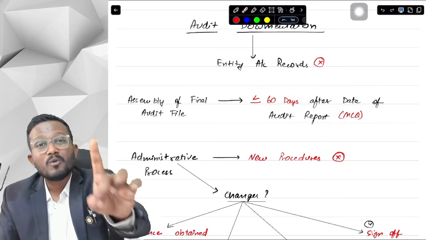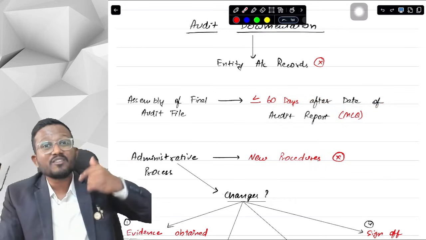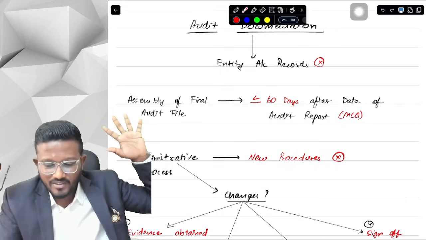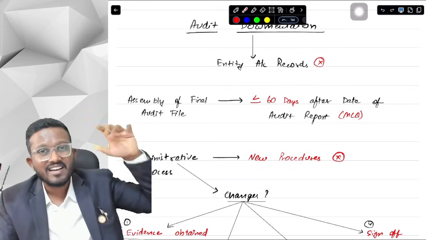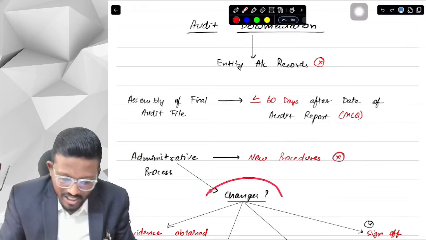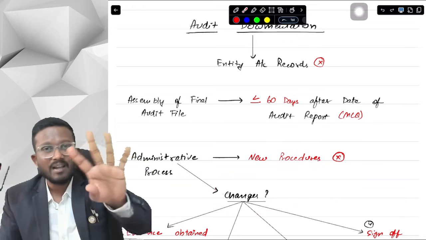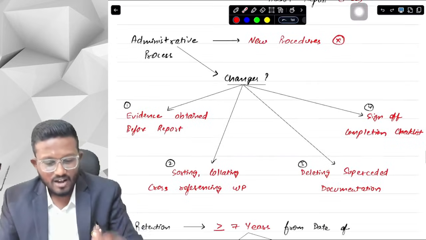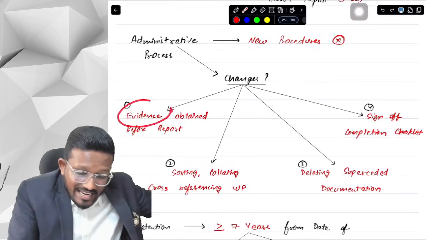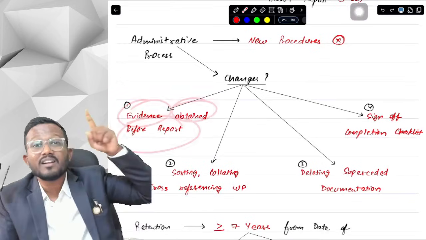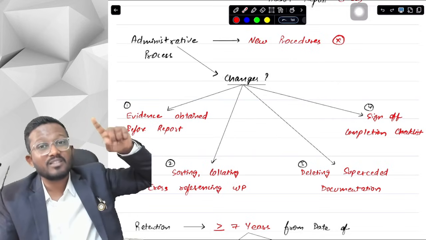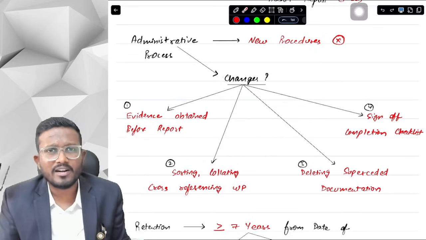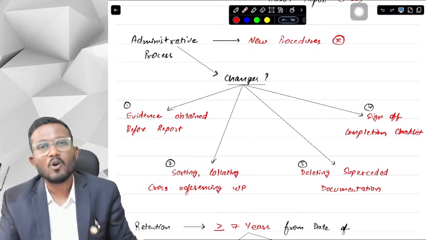The auditor's report date signifies that we have obtained all the sufficient and appropriate audit evidence. Now we cannot do any new procedures, we cannot form any new opinions. Okay, yes, but a few changes are allowed. There can be 4 changes made in the audit documentation during the assembly of the final audit file. What are the 4 changes, sir? First of all, if you obtained any evidence before the auditor's report date and discussed that evidence with the engagement team before the auditor's report date, but you forgot to file it in your audit documentation, then you can file it in your audit documentation now.